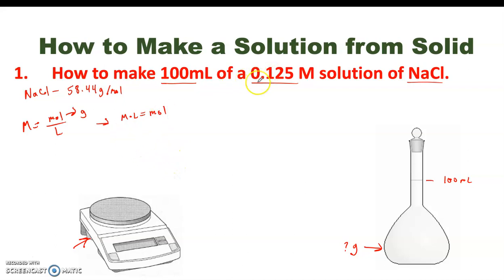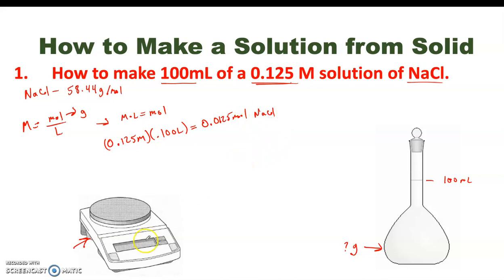And now I know that my molarity is this, so 0.125 molarity times, and remember it's got to be in liters here, 0.100 liters. Just to make sure I don't screw this up, I should just move the decimal over. Let's just make sure here. Okay, 0.0125. So that's how many moles of NaCl I need.